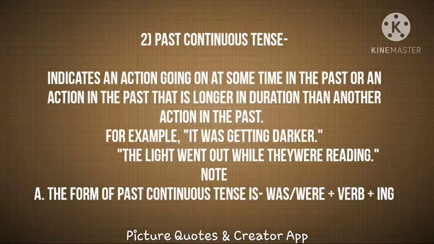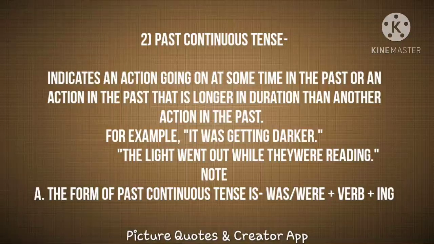The next one is past continuous tense. It indicates an action going on at some time in the past, or an action in the past that is longer in duration. It continued for some time longer than another action in the past. For example, it was getting darker. So it is a continuous process and it took some time. It happened in the past, so you can say it in past continuous tense.